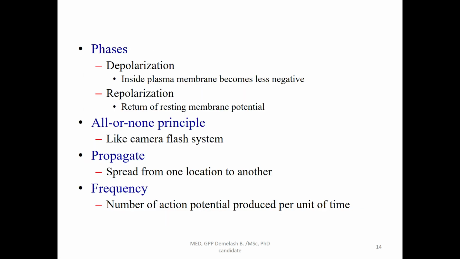So the phases: first, depolarization, where the inside of the plasma membrane becomes less negative, and repolarization, where there is a return to the resting membrane potential. The all-or-none principle, as I described earlier, is like a camera flash system. Propagation is the spread from one location to another, and frequency is the number of action potentials produced per unit of time.